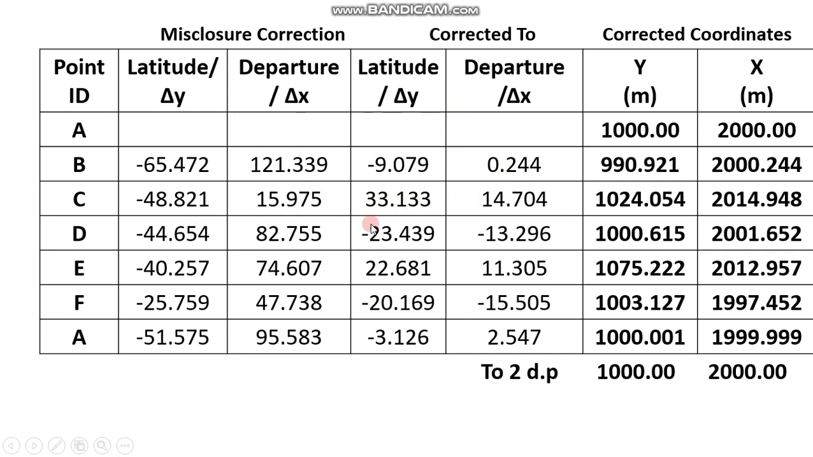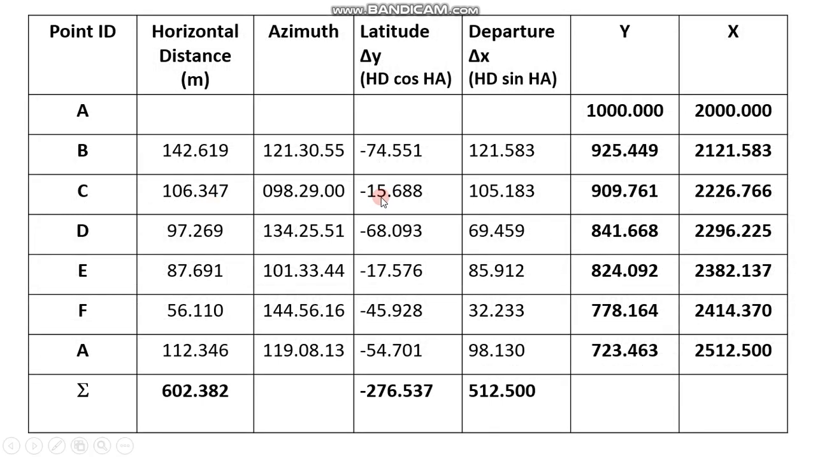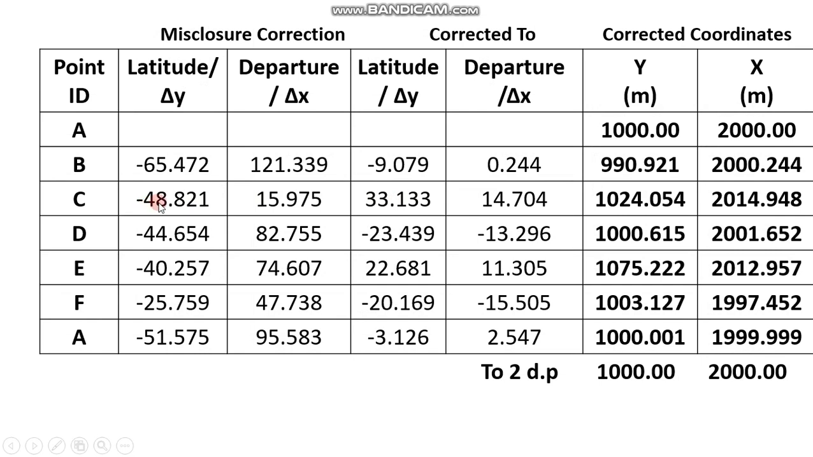For the sake of time, we'll just skip it, but we do that same procedure. For example, for C, we say negative 15.688, subtract negative 48.482, we get 33.133. The same for this one. Then now we have our corrected latitude and departure. Here they are shown in the delta y column and the delta x column.